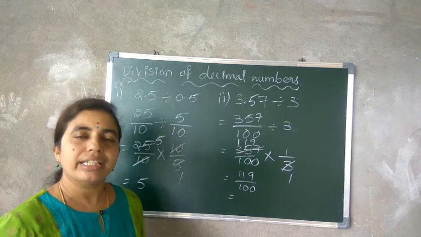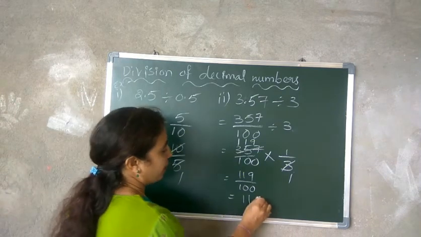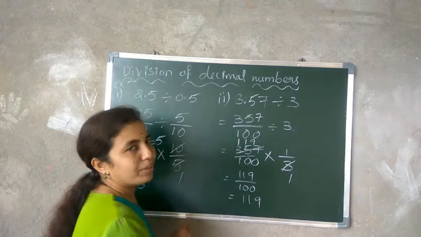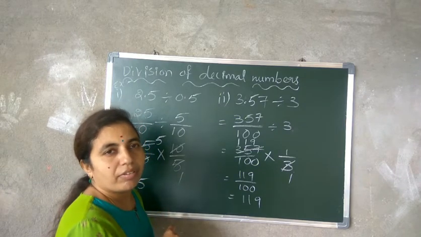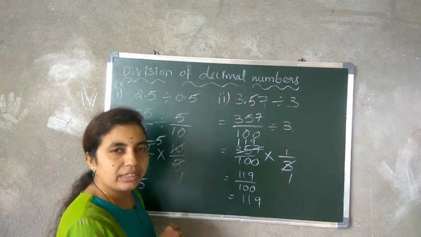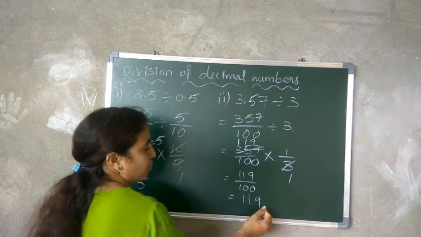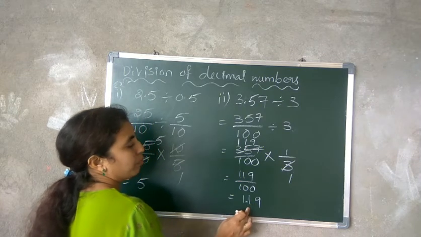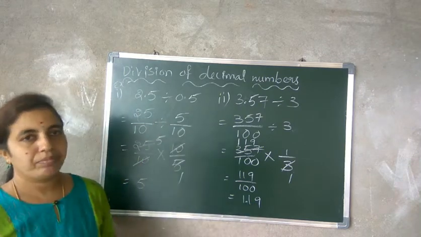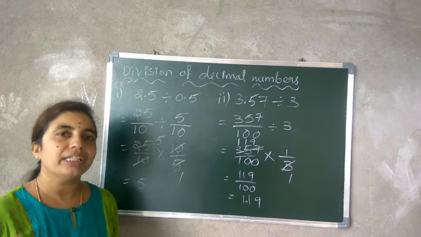Now write it in decimal form. Write the numerator 119. How many zeros do you have in the denominator? 2 zeros. That means from right to left you have to count 2 digits and then you should keep the point. 1, 2, point. So what is the answer? 1.19. The answer is 1.19.